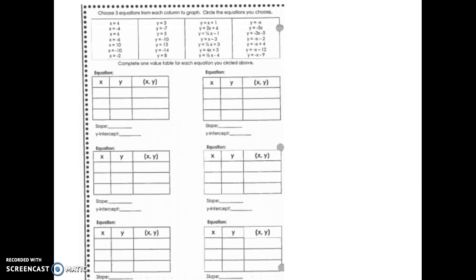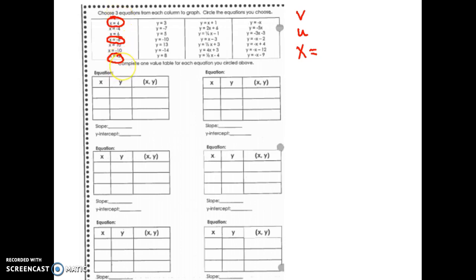So I started out and I chose 3 equations. I picked x is equal to 4, x is equal to -6, and x is equal to -2. Okay, so I'm going to start first with my x equals, which makes me remember VUX, x equals. So I know that these 3 lines are actually going to be vertical lines.